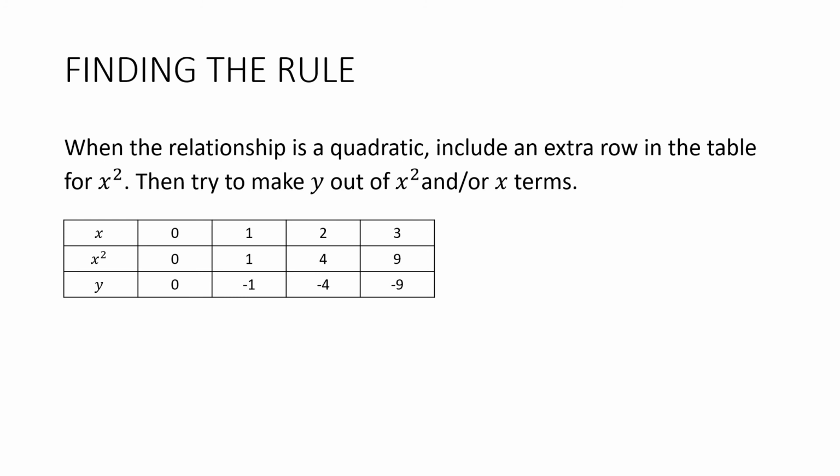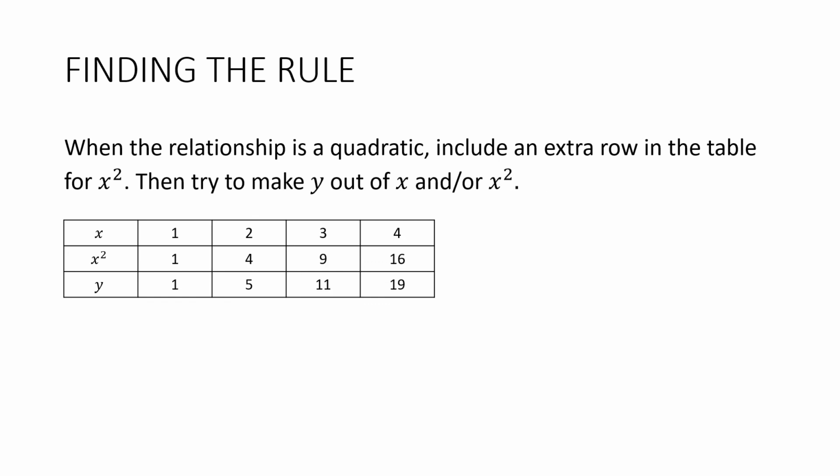And then finally, the other thing that we can do is turn it upside down. So here I've got 0, 1, 4, 9. But here I've got 0, negative 1, negative 4, negative 9. I've just got negative x squared, and that's actually the rule.